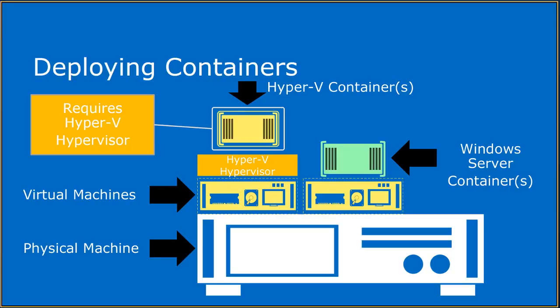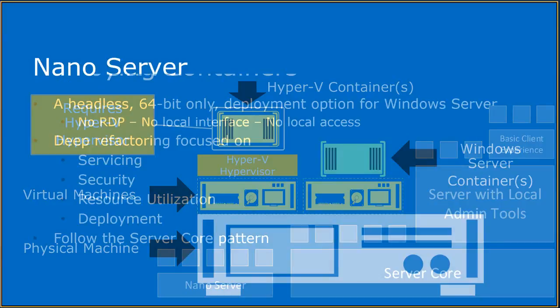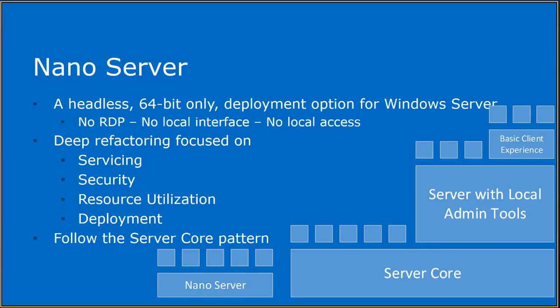Now, another related component of how all of this fits together and how containers work is that Microsoft has introduced a new version of Windows Server known as Nano Server. Nano Server is basically an even more stripped down version of Windows. If you think about Windows Server, it comes with the full graphical user interface. Then you have Windows Server Core, which takes away some of those pieces. Now, Nano Server was built slightly differently.